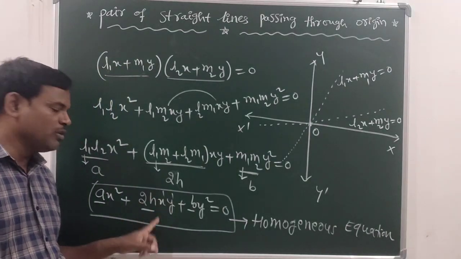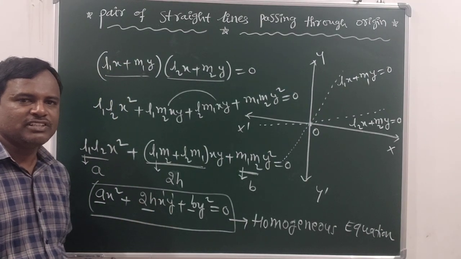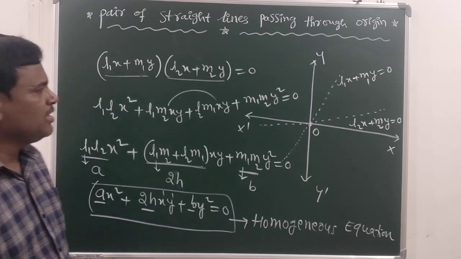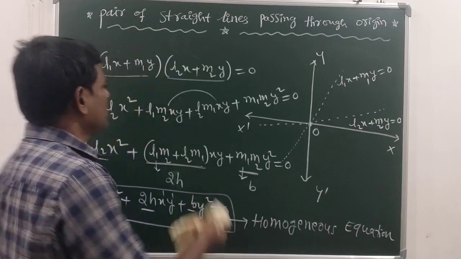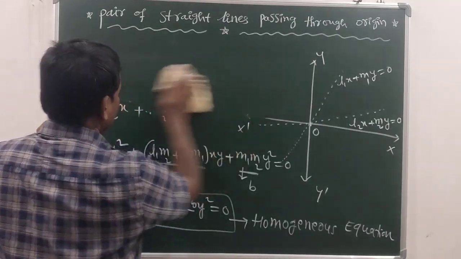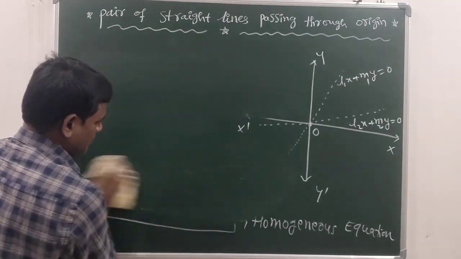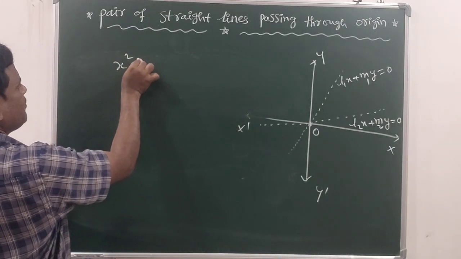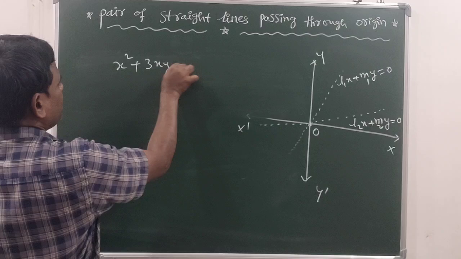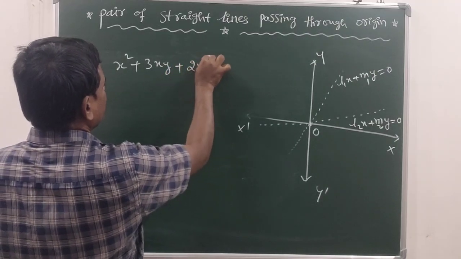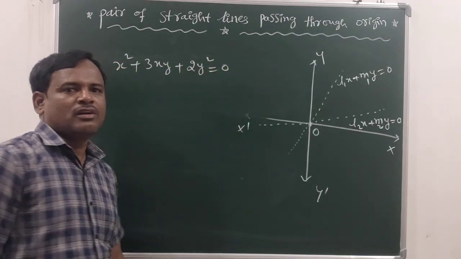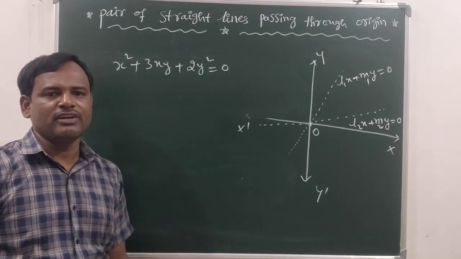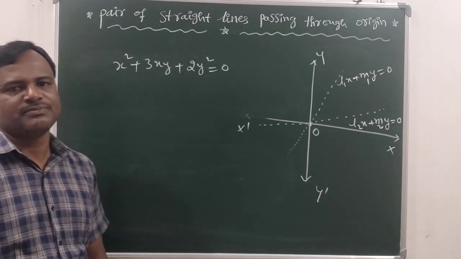Sometimes they will give you this homogeneous equation and you have to resolve it into factors so that you get these two line equations. So see, for example, here you may get one combined equation like this: x square plus 3xy plus 2y square equal to 0. This represents a pair of straight lines passing through the origin. Then find those two line equations.